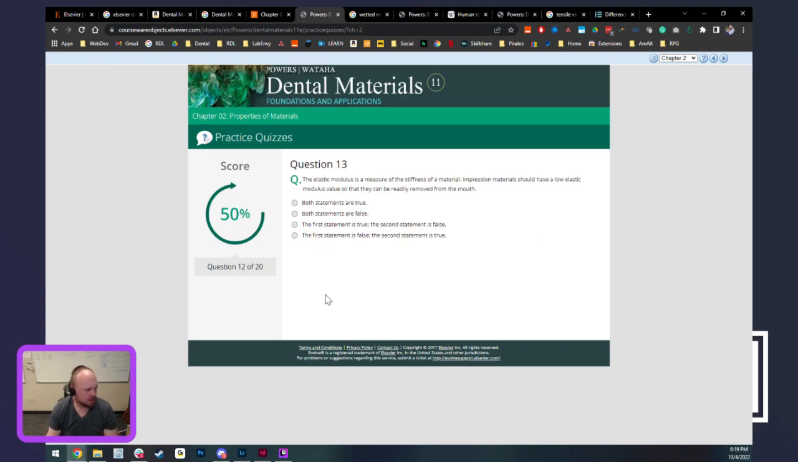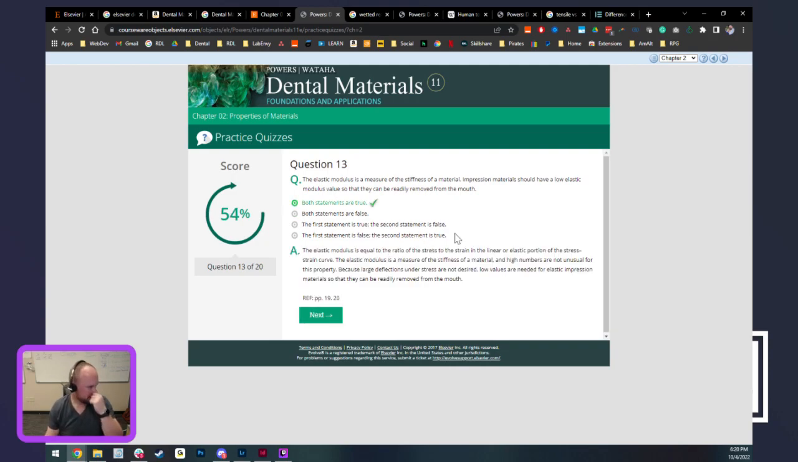The elastic modulus is a measure of the stiffness of a material. Impression materials should have a low elastic modulus value so that they can be readily removed from the mouth. Both statements are true.